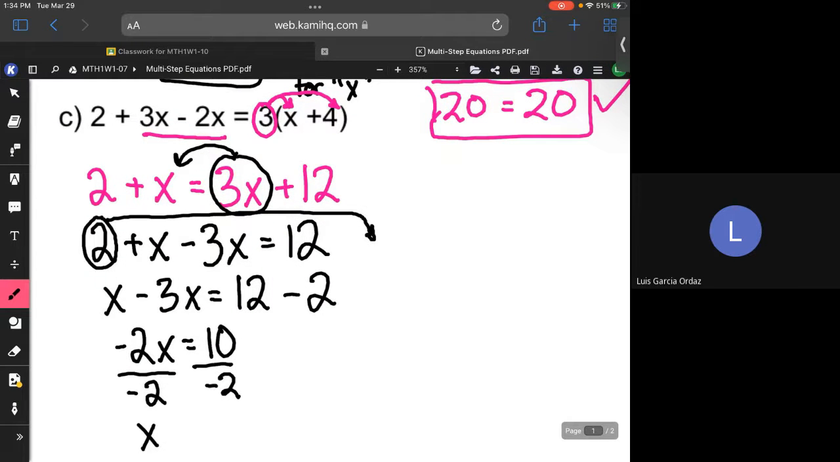So if it's negative 2, you divide by negative 2? Yep, that's it. But if it was positive 2, you divide by positive 2? Exactly. You got it. So what's 10 divided by negative 2? Negative 5. So x equals negative 5.